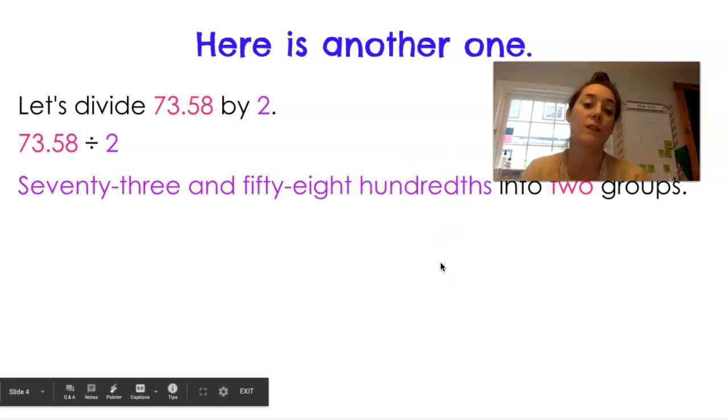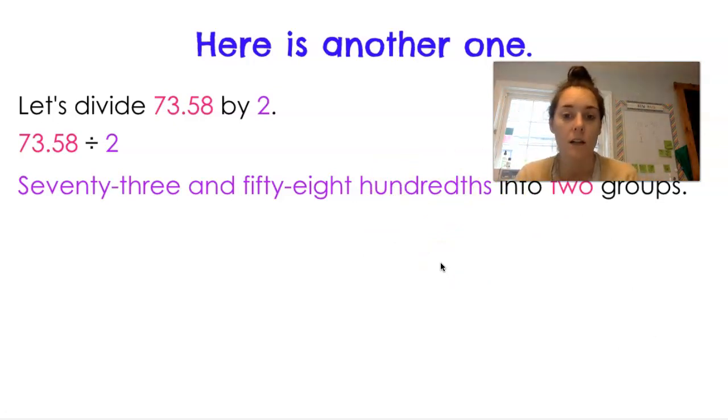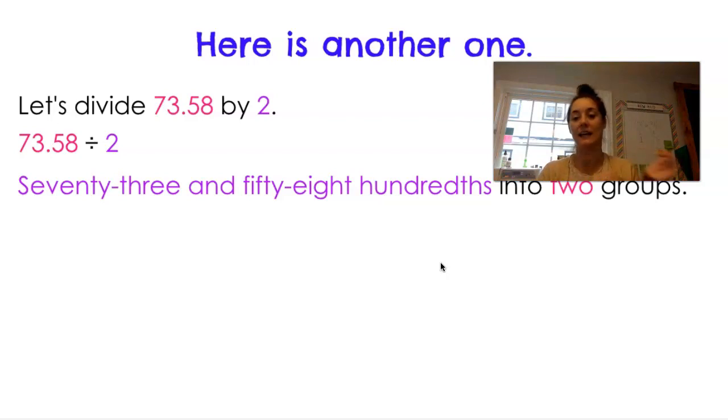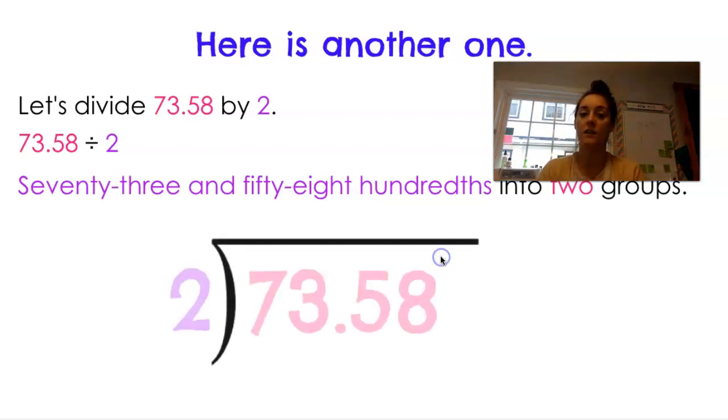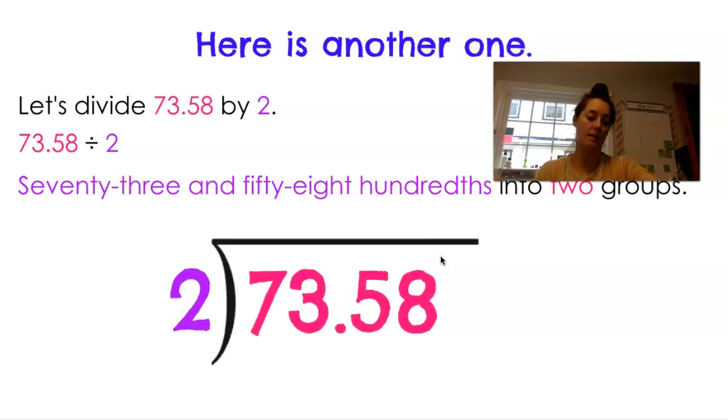Or 73 and 58 hundredths into 2 groups. So because the 2 is after the divided by, and into 2 groups, that 2 is going to go on the outside, and the 73 and 58 hundredths is going to go underneath.